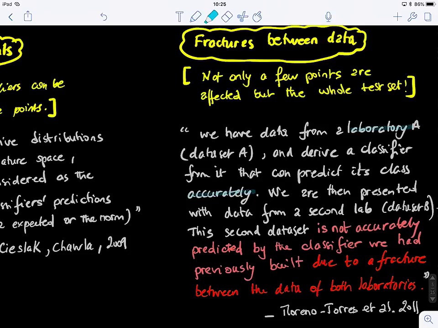You get overexcited, you're training your classifier on the data you've gotten from the first hospital, and then when you want to test it on the second data set that came from the second hospital, you can see that your classifier performs very poorly, so it cannot generalize. And this is very problematic if you want to build AI apps for doctors to use in real-world applications across all hospitals in Turkey and around the world too, right? So the problem is very big. Now here, the second data set is not accurately predicted by the classifier we had previously built due to a fracture between the data of both laboratories, okay? So this is data fracture.